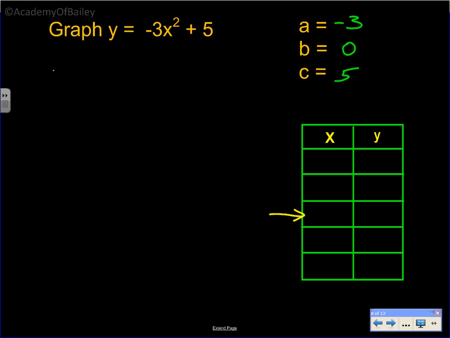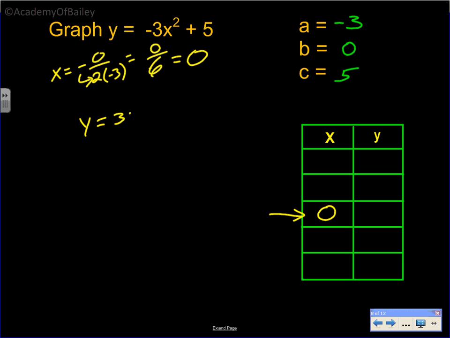The vertex, x equals negative b over 2a, which is going to be 0 over, I'm putting the negative sign down here, negative 2 times negative 3, which is positive 6, which is just 0. So the x value is 0. What's the y value going to be? Since x is 0, we plug 0 in there. And we know that 0 squared is 0, and 3 times 0 is 0. So basically we just have 0 plus 5, which is 5.